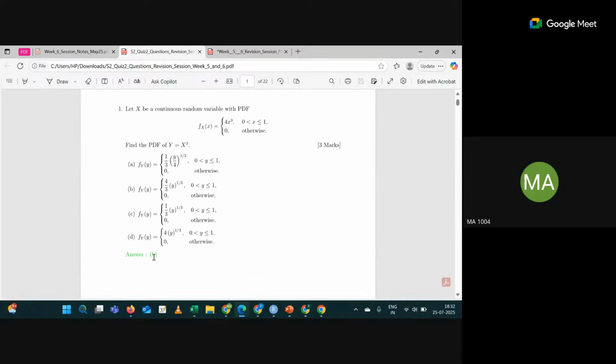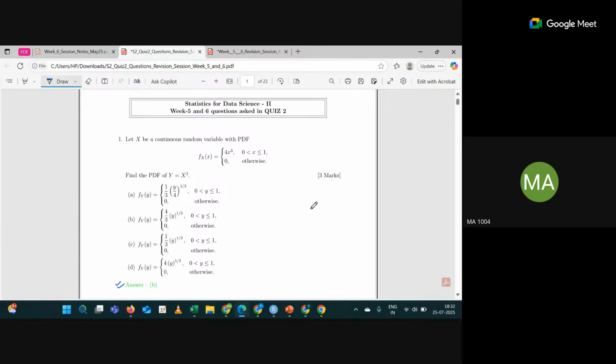Here B is the correct answer, but just apply and tell me whether you are getting the same answer or not. I'm giving you 3 to 4 minutes. Just solve this and let me know. Would you please zoom it?